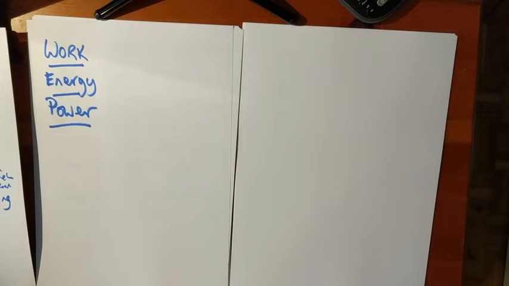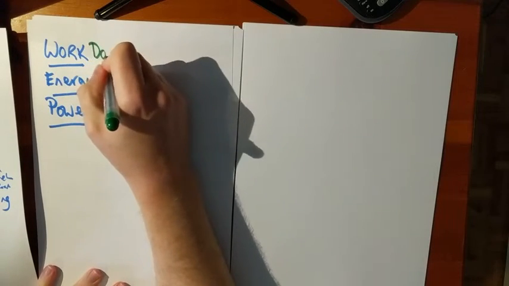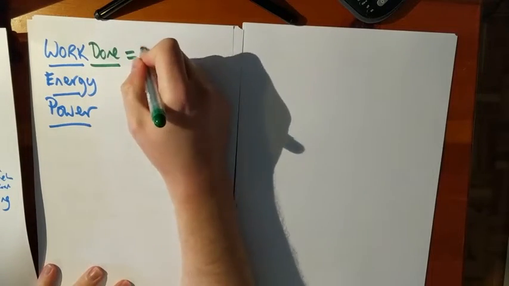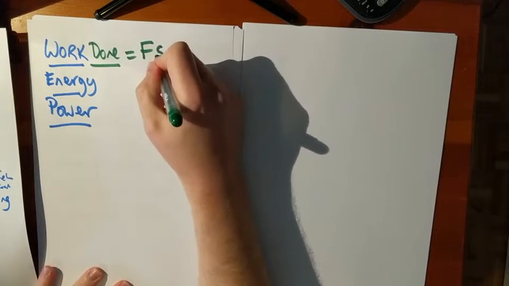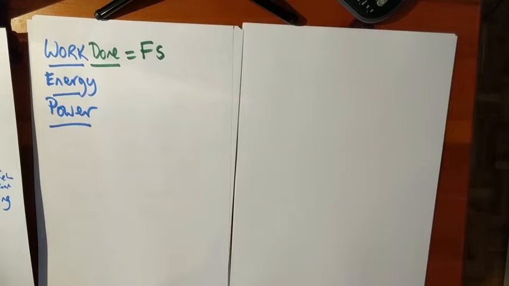Work is defined as the product of a force and its displacement, and that boils down to a very nice simple formula. If you're looking at the amount of work done by a force, it equals the size of that force multiplied by the displacement of that force.